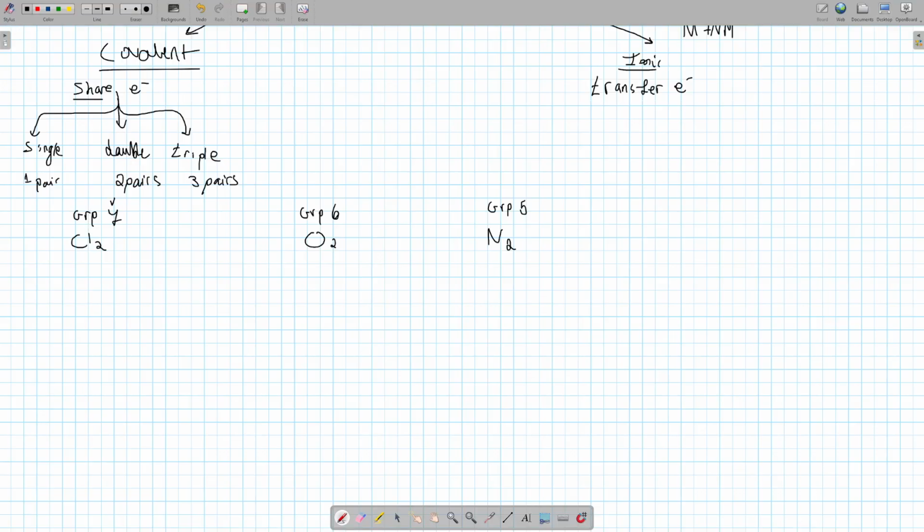Chlorine is in group 7. It has 7 electrons, right? Obviously. Oxygen is in group 6, so it has 6 electrons. Nitrogen is in group 5, so it has 5 electrons. Why am I going over this even though many of you already know this? It's just a refresh.